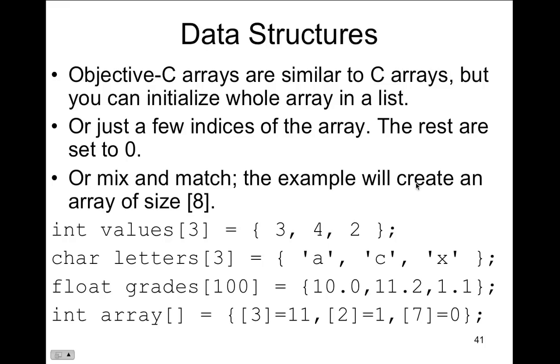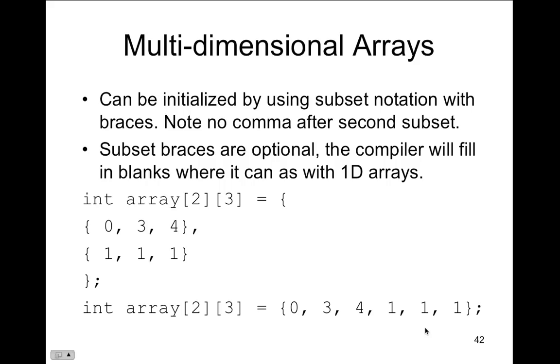So you can mix and match. The example here will create an array of size 8. So integer 3, we have 1, 2, 3. We can add it this way, we can do it this way, we can do it this way, and everything else would be set to 0. So in this array, 3 would be equal to 11, 2 would be equal to 1, 7 would be equal to 0. So we have some shorthand, some slightly different extensions, but it's pretty similar.